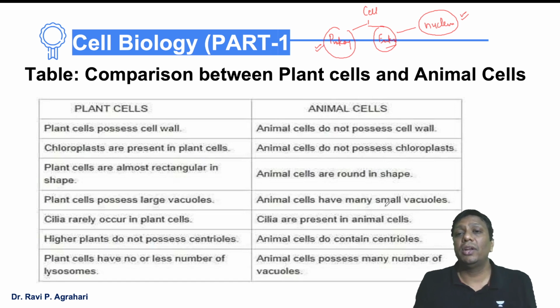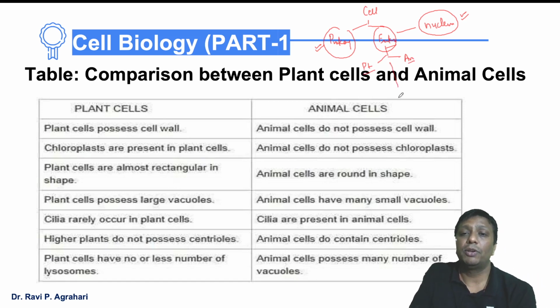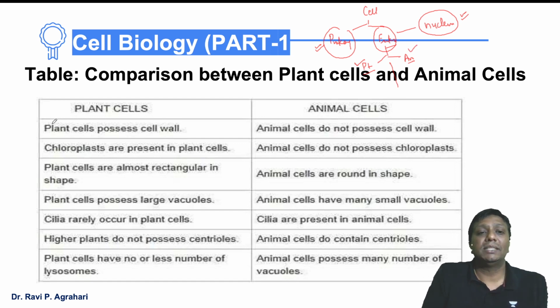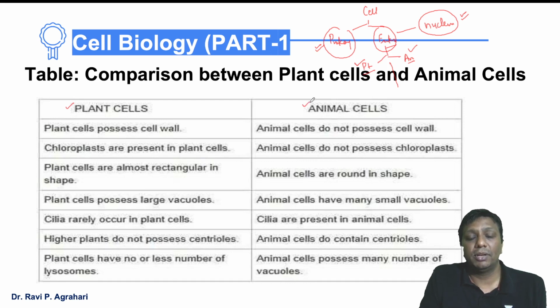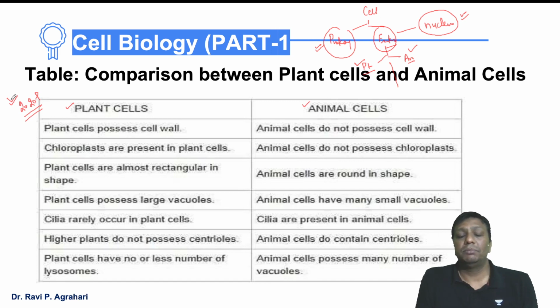In the eukaryote cell, you have seen the plant cell and animal cell. Here I brought the difference between the plant cell and animal cell. But you must be clear, guys, plant cell and animal cell both are examples of eukaryote cells. On one side you see the plant cell and on the other side the animal cell. The comparison of plant cell and animal cell was a UPSC prelims question in 2020.